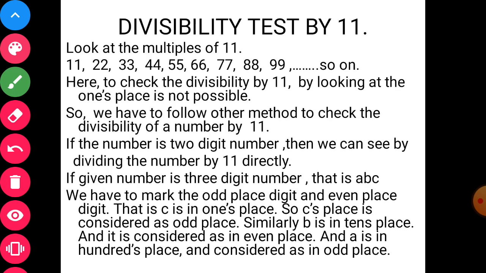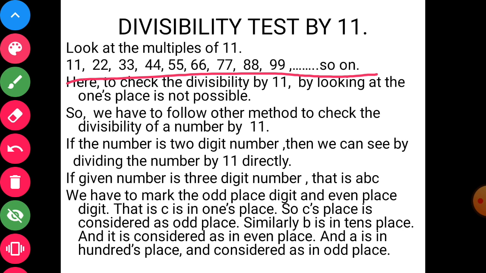Now divisibility test by 11, let us see. Here I have written multiples of 11. All these are multiples of 11 up to 99, 2-digit numbers. If 2-digit numbers are given, you can understand only these numbers are divisible by 11: 11, 22, 33, 44, 55, 66, 77, 88, 99.